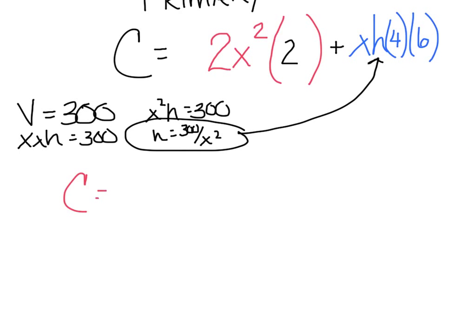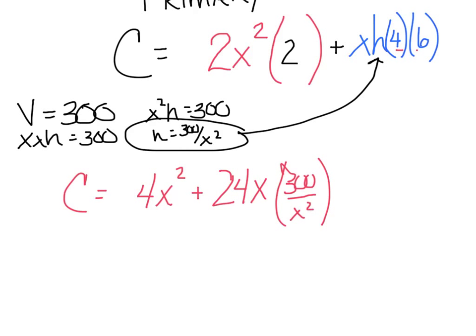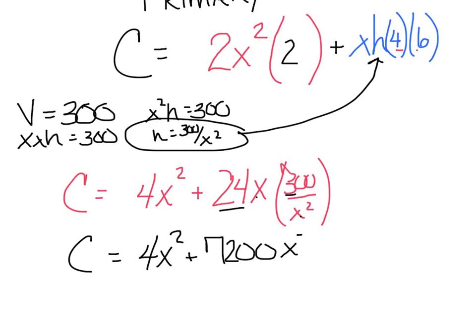So I'm going to say my cost is, let's see, that's 4x squared plus 6 times 4 is 24. I have an x, and in place of h, I'm putting that 300 over x squared. Now again, before I do any calculus, I'm cleaning this up. So I've got 4x squared. 24 times 300 gets me, what is that, 7200. And this is x over x squared, which is 1 over x, and I'm going to bring that up as x to the negative 1.